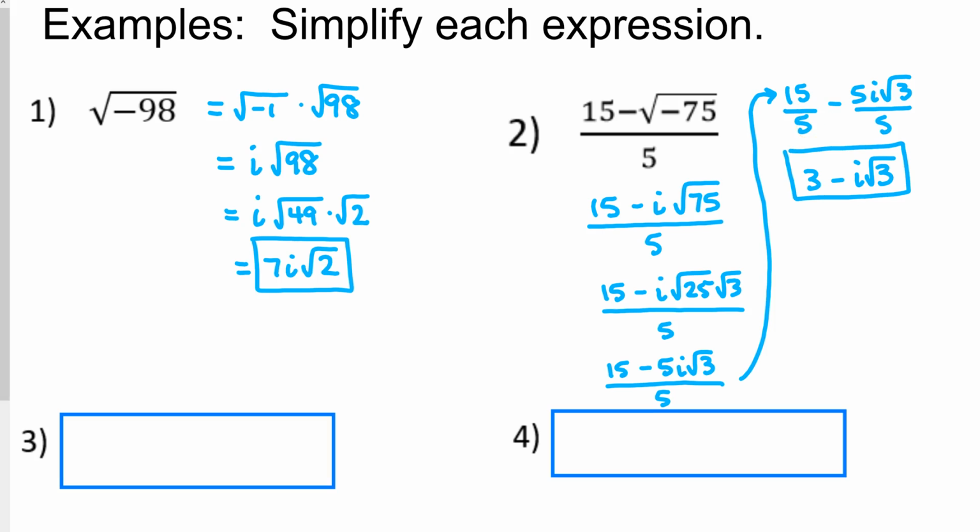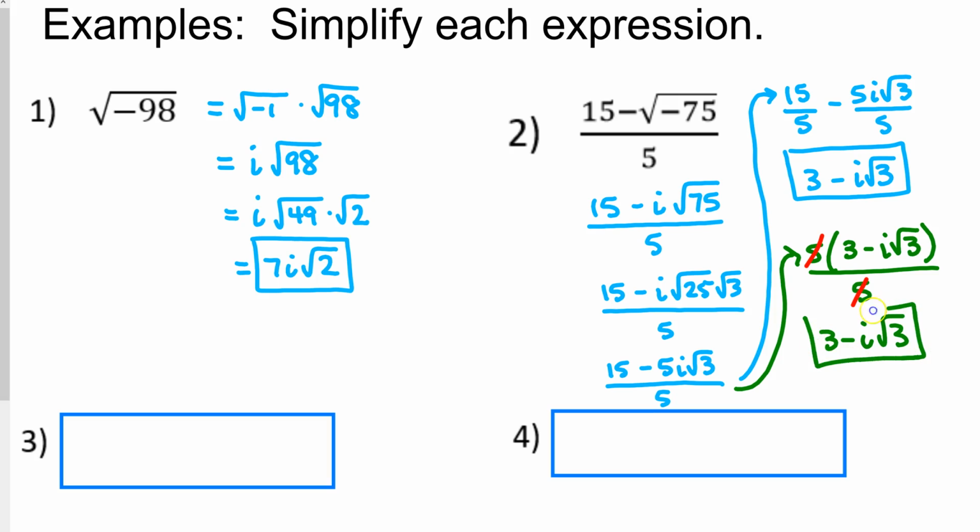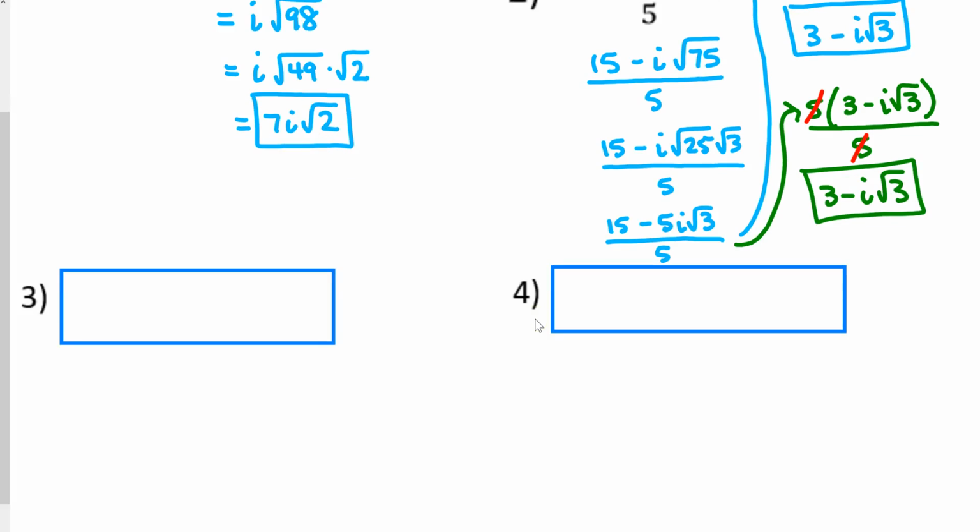Another idea, going back to the previous step, would be to factor 5 out of the numerator. So if you factor 5 out of the numerator, you have 5 times the quantity 3 minus i square root 3. And then you can cancel the 5 from the top and the bottom. And so you're left with 3 minus i square root 3. So you get the same answer either way, obviously. It's just a different way to think about it. Okay, let's move on to number 3.